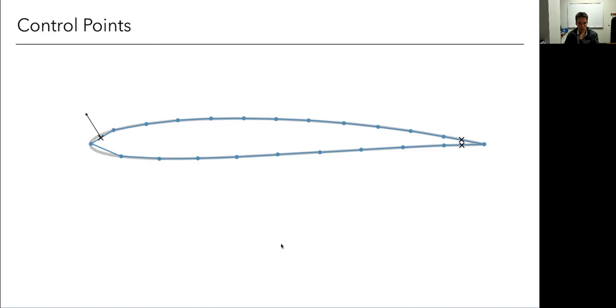So we'll satisfy flow tangency at each one, and the normal direction is going to be pointing out. So we want the velocity along this direction to be zero. So the normal component of the velocity is zero at each panel.